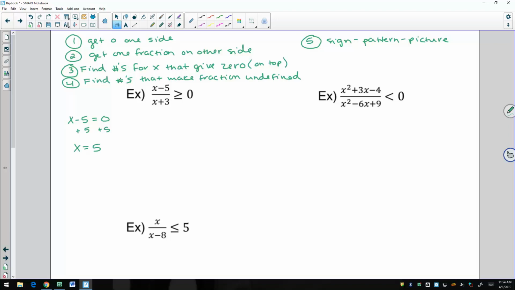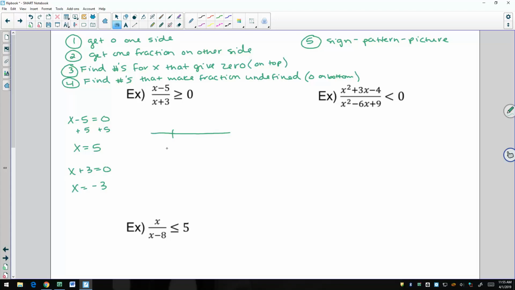The next step, find any numbers that make the fraction undefined. That is when 0 is on the bottom. So I'm going to set the bottom equal to 0. And it turns out x equals -3 makes the bottom undefined. So now you're going to make a sign pattern picture with those two numbers. Sometimes it's going to be more than 2 numbers. It might actually be 3 numbers if you have 2 zeros. It depends on if the top is a quadratic or not.